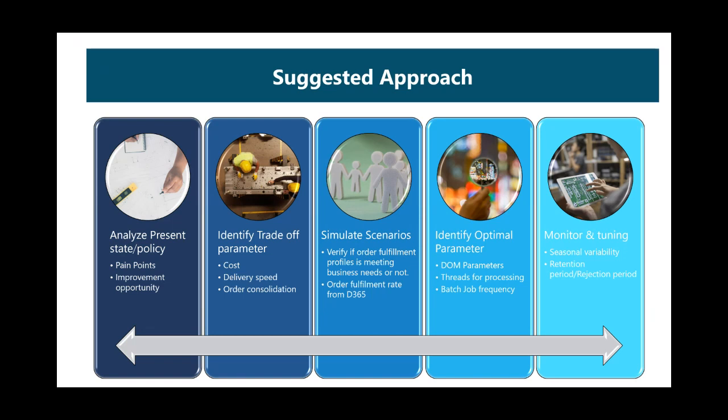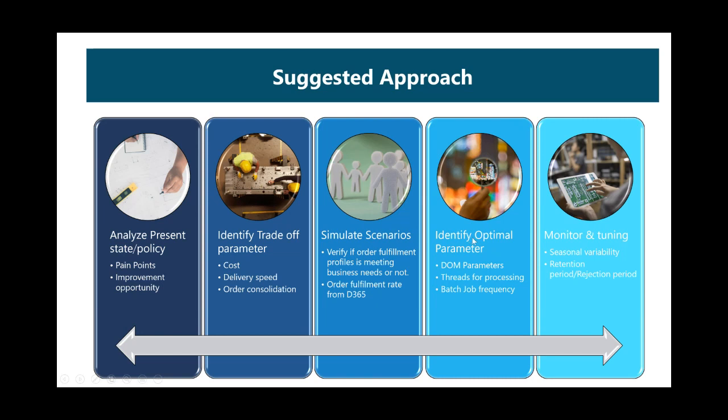So these are the different inputs, right? And it can change over time for the businesses also. So once you have analyzed your current scenario and you have the parameters, then you can simulate the scenarios in finance and operation. Just create a fulfillment profile, select the rules that you have, and just broker some of the orders and see if you're getting the desired results or not.